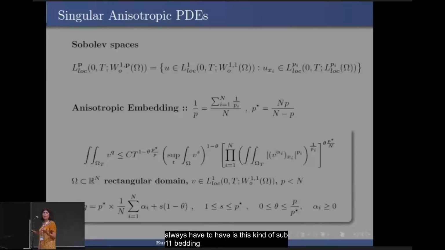Okay, and it's something that we always have to have, this kind of Sobolev embedding. In this setting of anisotropic spaces, what is known and available is this estimate that says if you can relate this exponent q, as it is written here, where this p star represents the Sobolev exponent when considering p, being p the harmonic average given here, what we can have is a relation between this L^q norm of v and this L infinity L^s and this L^{p_i} norm, but now not for v, but for v at the exponent alpha_i, when we are asking these alpha_i's to be non-negative. Okay.